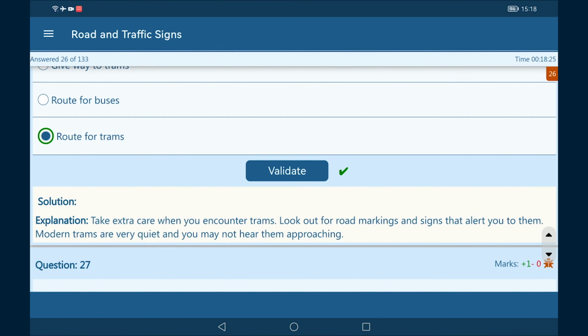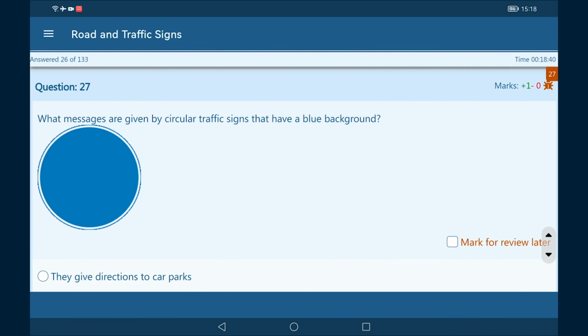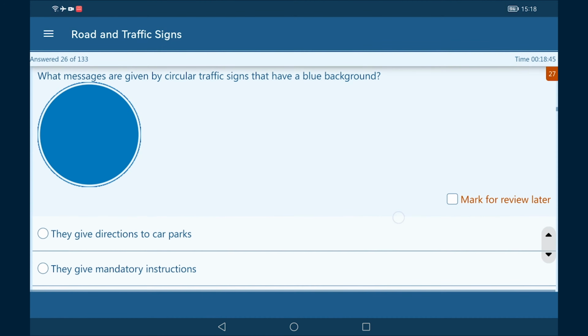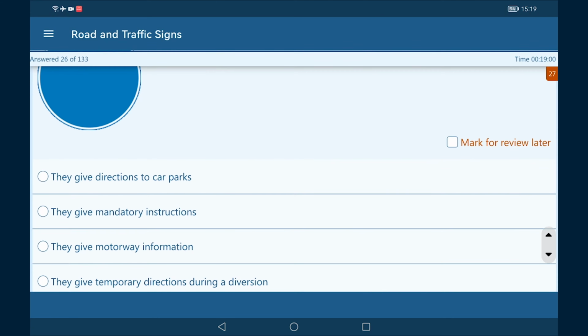Explanation. Take extra care when you encounter trams. Look out for road markings and signs that alert you to them. Modern trams are very quiet, and you may not hear them approaching. Question 27. What messages are given by circular traffic signs that have a blue background? Option 1. They give directions to car parks. Option 2. They give mandatory instructions. Option 3. They give motorway information. Option 4. They give temporary directions during a diversion. The correct answer is Option 2. That is, they give mandatory instructions.